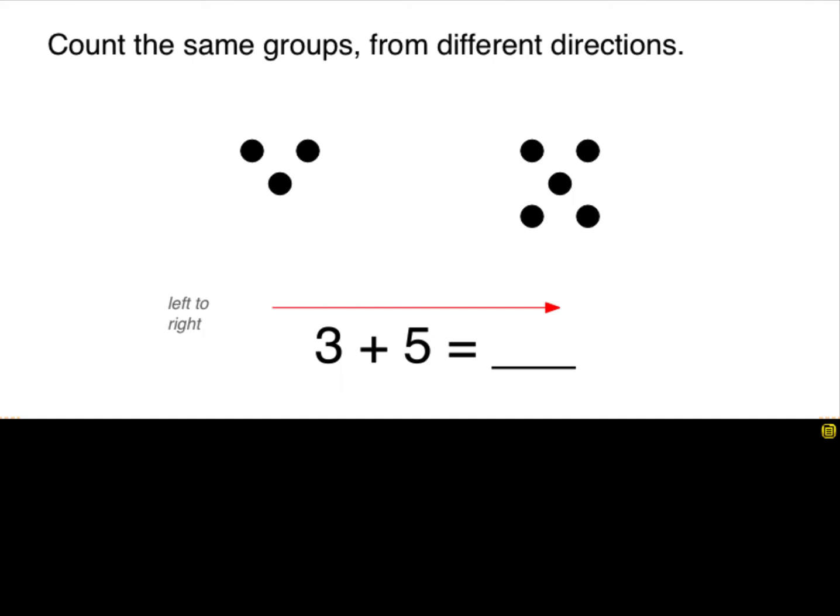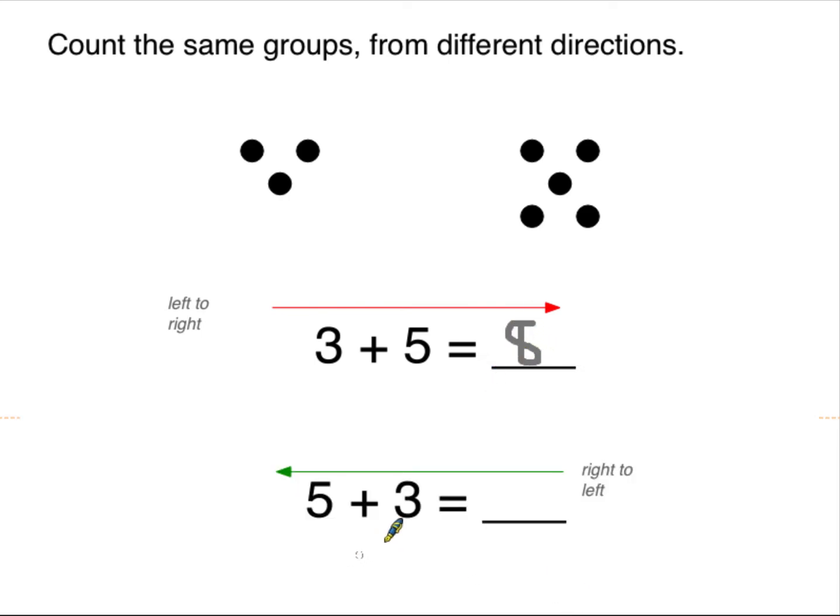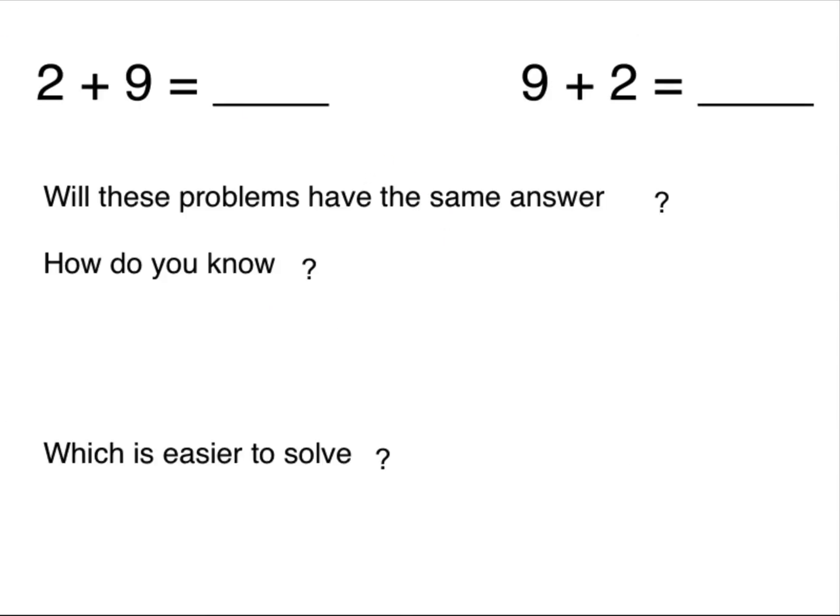That's important. If we start counting this way, 3 plus 5, 1, 2, 3, 4, 5, 6, 7, 8. Or if we count this way, 1, 2, 3, 4, 5, 6, 7, 8. What we wanted to find out is the same. Which way we count does not matter. So if we know 2 plus 9 and 9 plus 2, if those two numbers are the same, we're going to get the same answer. So we could grab the 2 and count 9 more, or we could grab the 9 and count 2 more.